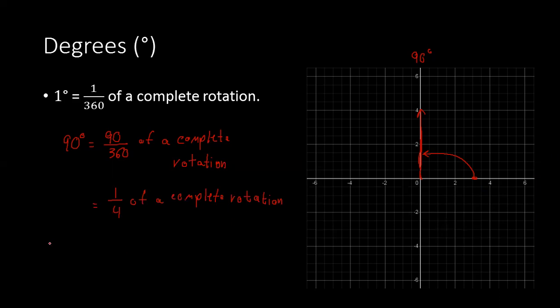Now, what if you form 180 degrees? That means you have 180 out of 360 of a complete rotation. Or this is basically 1/2 of a complete rotation. In other words, you just rotate halfway. You just rotated halfway, basically. All right? So that is how we interpret degrees when it comes to rotation.